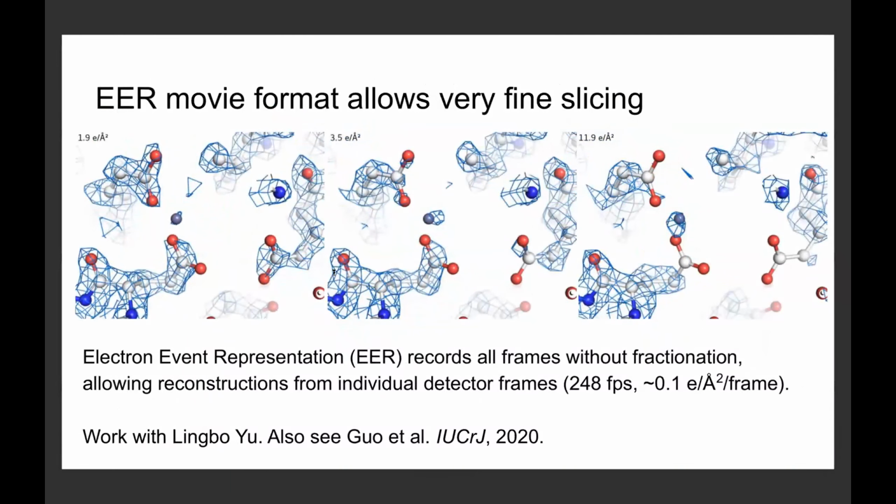The Falcon 4 detector has a new movie format called EER, or electron event representation. In EER, it records all raw detector frames without fractionation, allowing reconstruction from individual detector frames, which means about 250 frames per second. In other words, in this case, it corresponds to 0.1 electron per square angstrom per frame. And from this per-frame reconstruction, as you can see, at early frames, you can see density for these carboxylate side chains. But as you accumulate electron damage, those get decarboxylated and it is gone.